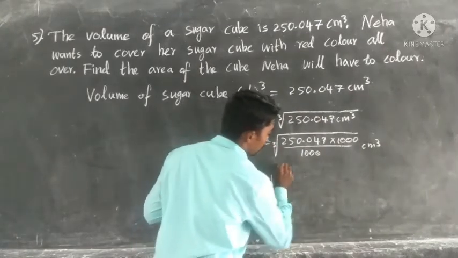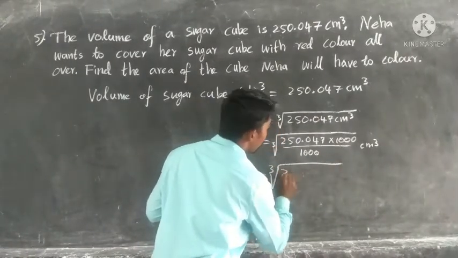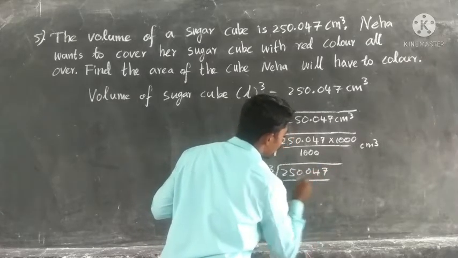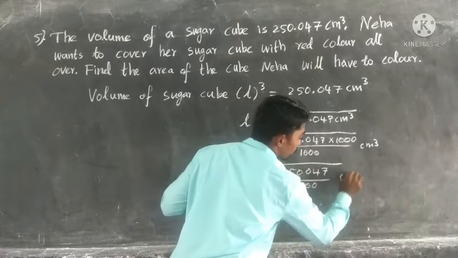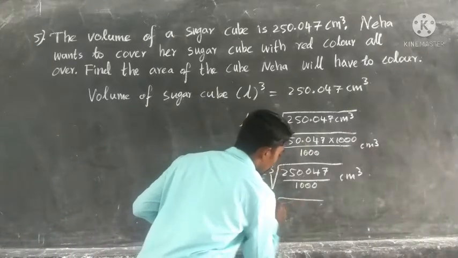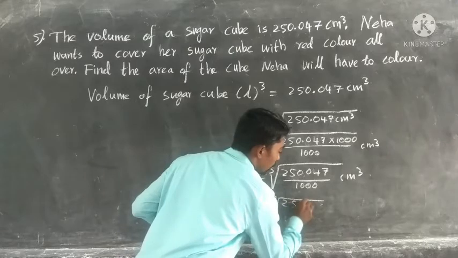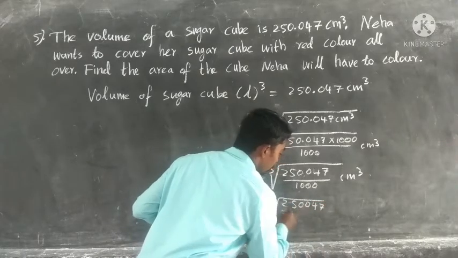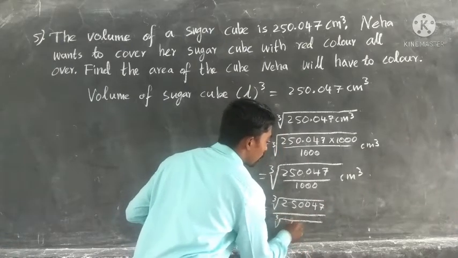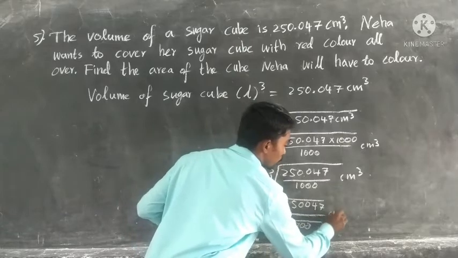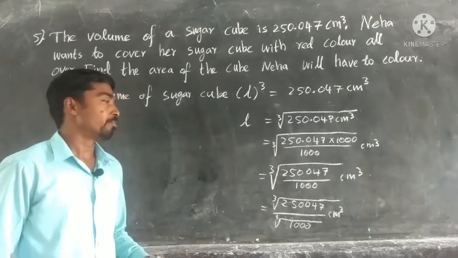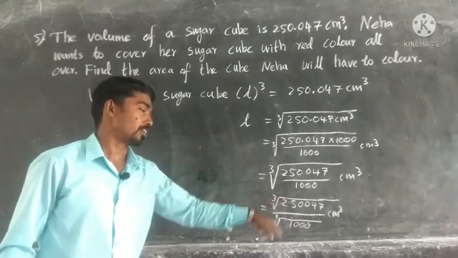You will get cube root of 250,047 divided by 1000. Split the cube root. Cube root of 250,047 by cube root of 1000. To find cube root, we need to find the prime factorization of these numbers first.